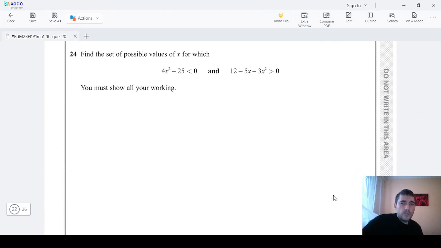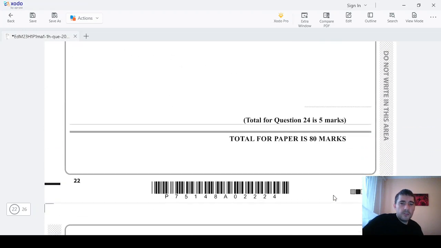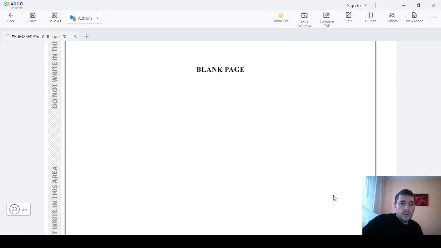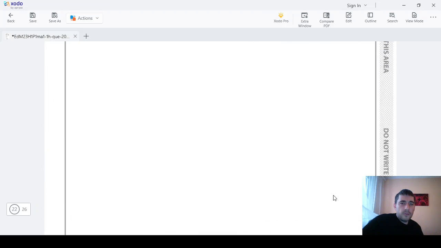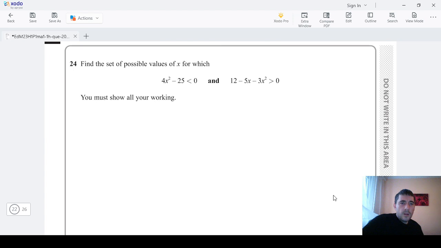Right, so moving into, I think it's going to be the last question, a 5 marker. Yeah, so it's on one page. For the last question, find the set of possible values of x for which both inequalities are correct and you must show all working out. Okay, so we've got simultaneous quadratic inequalities, so let's start with the first bit.